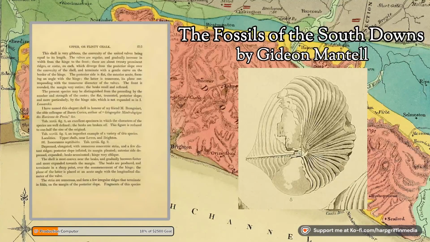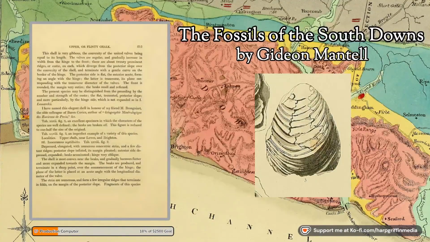I have named this elegant shell in honor of my friend Monsieur Brongniart, the able colleague of Baron Cuvier, author of Géographie minéralogique des environs de Paris, etc. Tablet 27, Figure 8, an excellent specimen in which the characters of the species are well defined. The beaks are broken off. This figure is reduced to 1/2 the size of the original. Tablet 28, Figure 3, an imperfect example of a variety of this species.